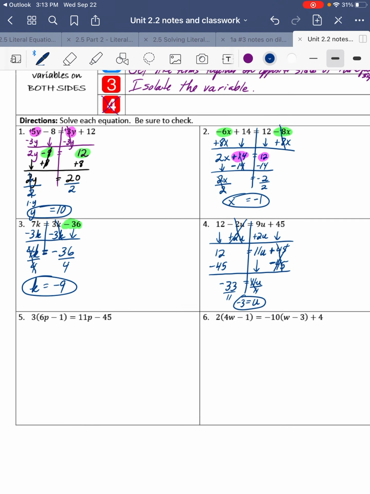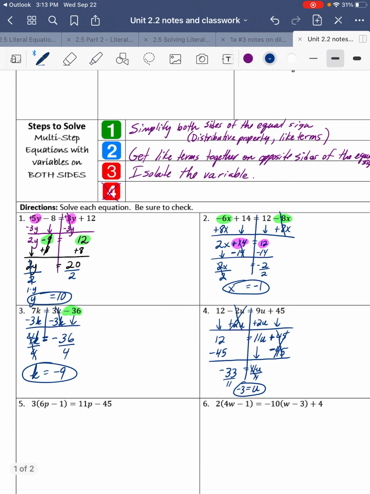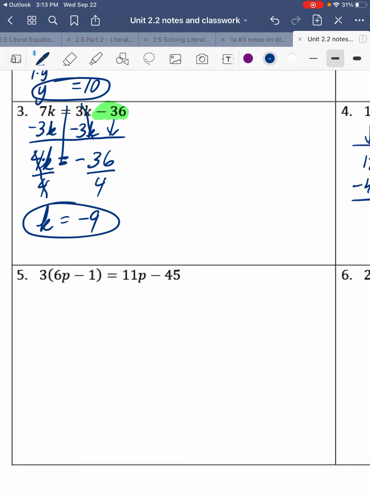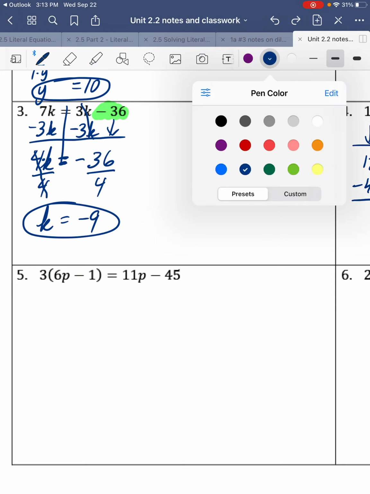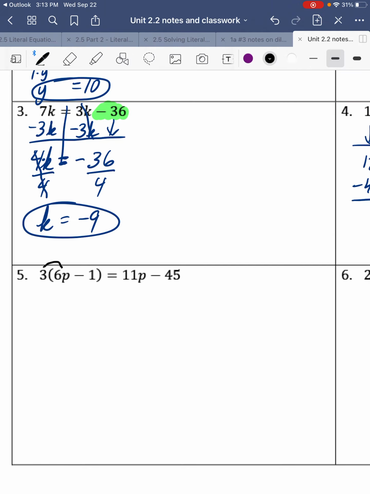Number 5. This is the first time we're actually going to have to use the first step. So we have to distribute first. On the left side here, we have to distribute the 3. And you're just distributing to what's in parentheses. So 3 times 6p, that's 18p. 3 times negative 1 also is a negative 3, so minus 3. 11p is going to come down, minus 45.